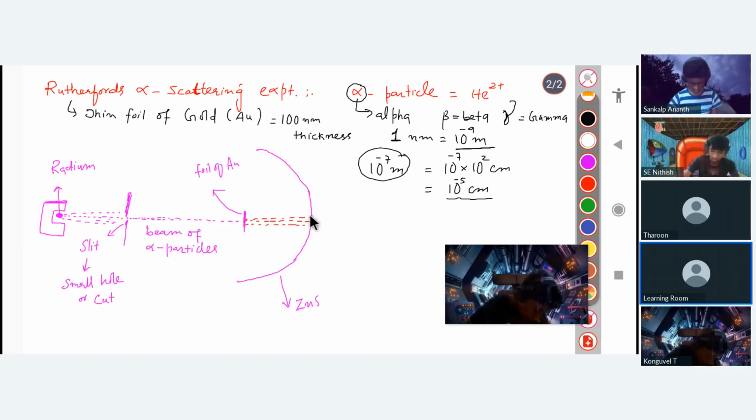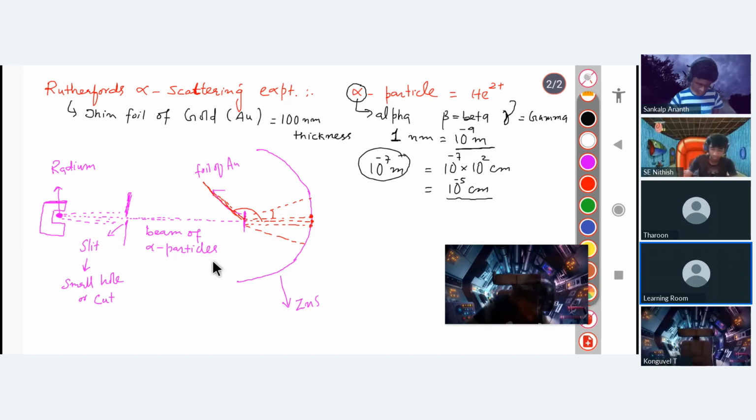He also noted down that a few alpha particles got deflected through small angles. And similarly, he noted down that one alpha particle was just coming back, bouncing back with an angle greater than 90 degrees. So this is the experiment which was actually performed by Rutherford. This experiment is known as the alpha scattering experiment.